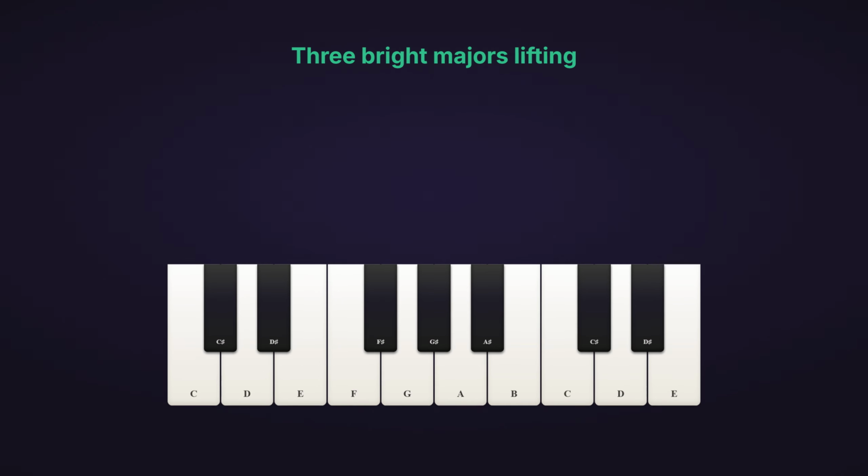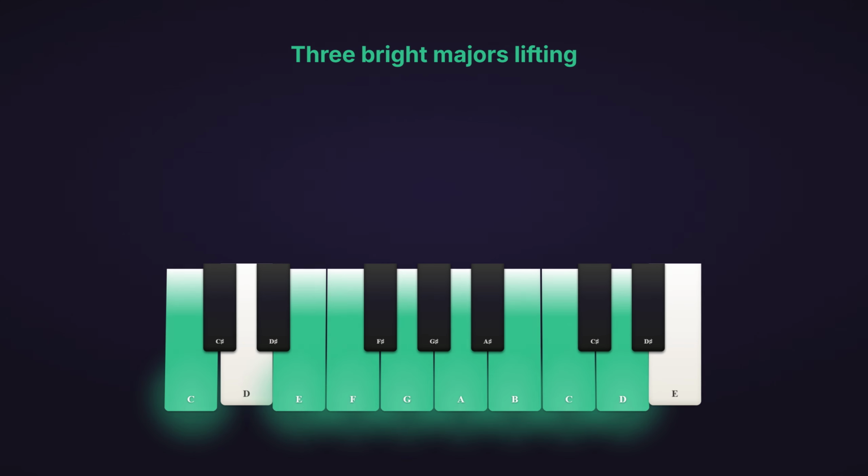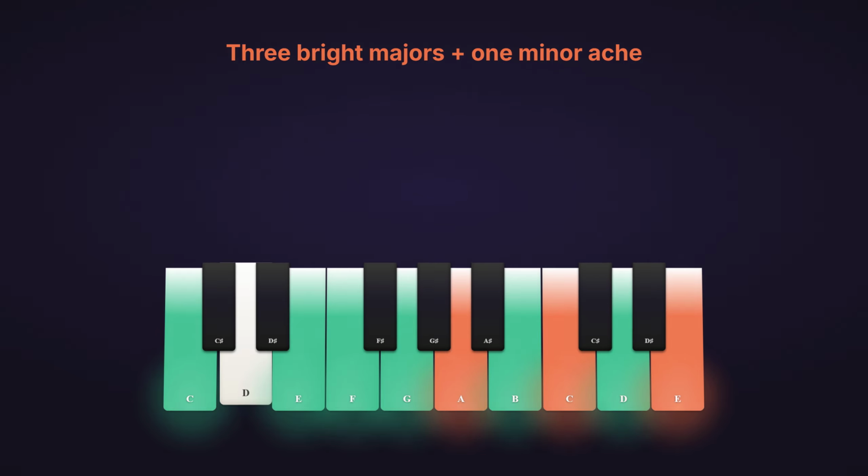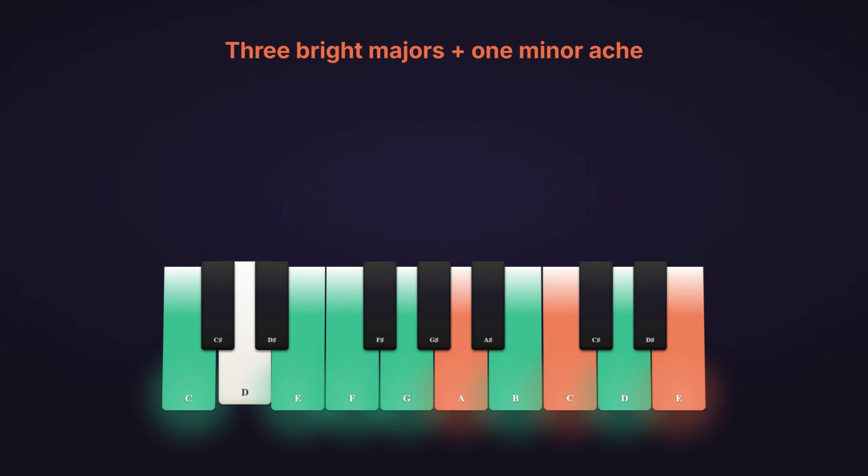So why does this one loop work so well? It comes down to the mix. Three of the four chords are major, and major chords sound bright and lifting, so the progression spends most of its time feeling open and hopeful. But drop in that single minor chord, the 6, and you get one small moment of shade, a bittersweet ache right in the middle of all that brightness. That contrast is what gives the loop its emotional pull.